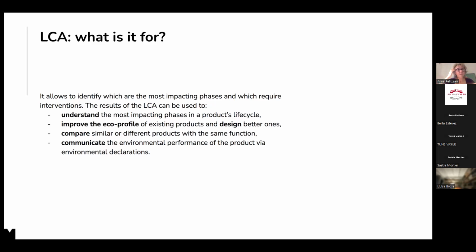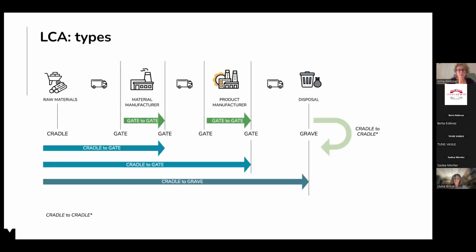So after you have understood what the most impacting area of your product is in its entire life cycle, a company is able to improve the eco profile of the existing product and design better ones. Then you can use it to compare similar or different products with the same function, or different materials, and communicate the environmental performance of the product via environmental declarations.